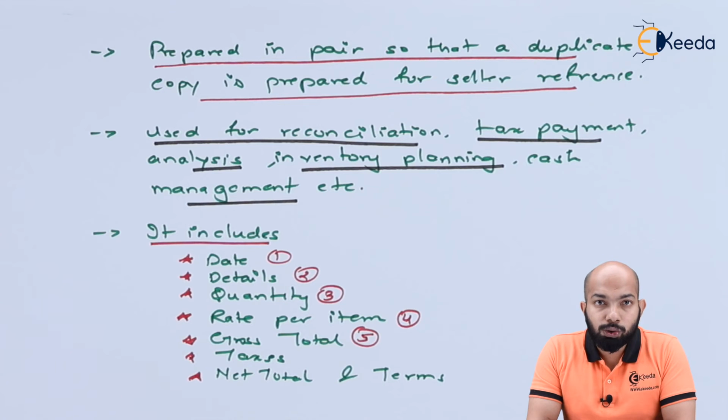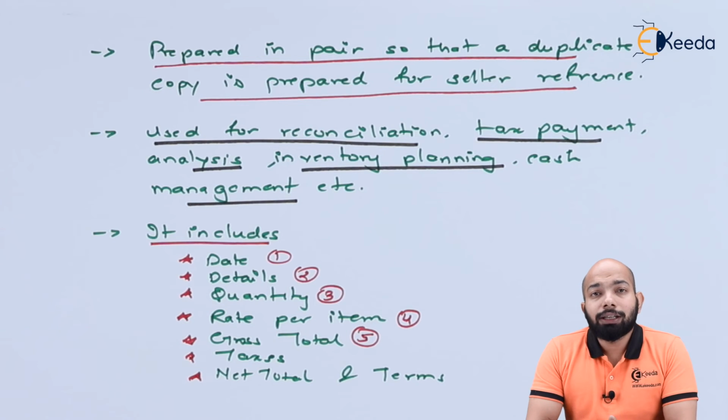Fifth would be the gross total, which will be excluding taxes. That means taxes haven't been added to this part. As you know, any of the transactions these days attract taxes. That means service tax, GST, etc. Hence, gross total will include only the amount that is excluding tax. Next part would be taxes.